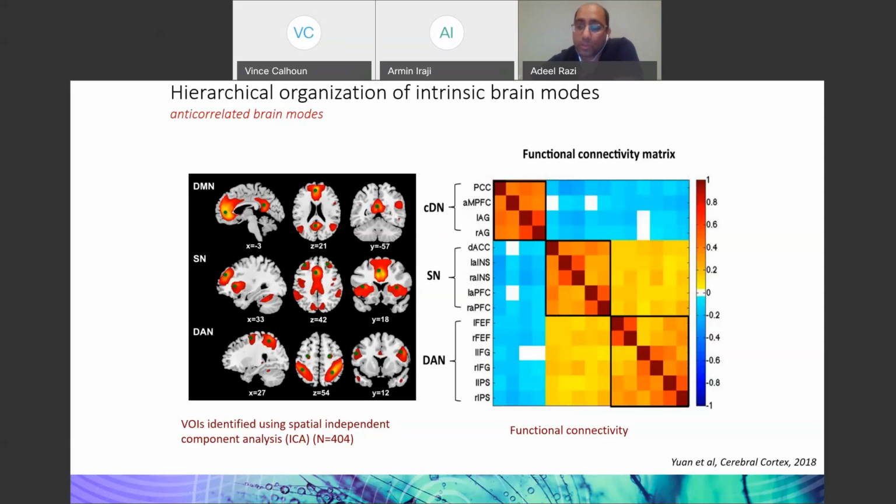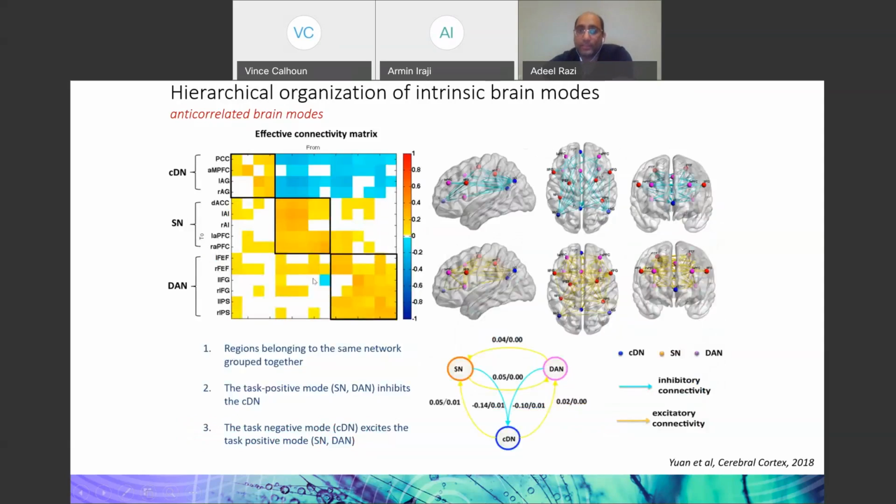What we wanted to know is how it looks in terms of the causes, or the effective connectivity. So here what we have is that now you see that the symmetry is broken. And what you could see first of all is that the regions which belong to the same network have grouped together, and within a group they have high connectivity.